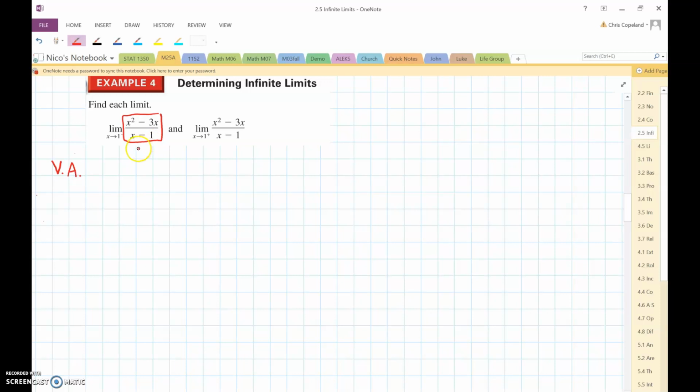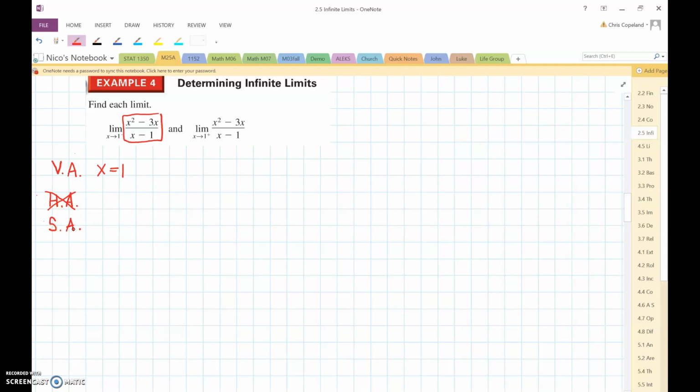The vertical asymptote is going to be x equals 1, because when I plug in 1, the domain is not defined. So that's either going to be a vertical asymptote or it's going to be a hole. In this case it's going to be a vertical asymptote. Now the horizontal asymptote. Since the degree of the numerator is greater than the degree of the denominator, we don't have a horizontal asymptote.